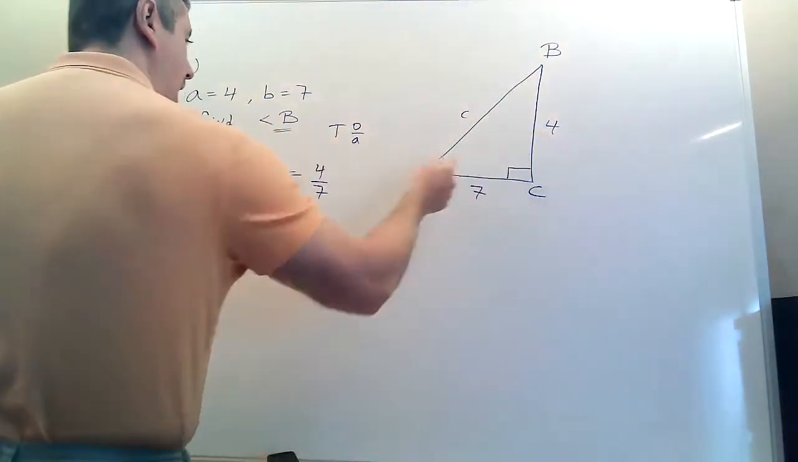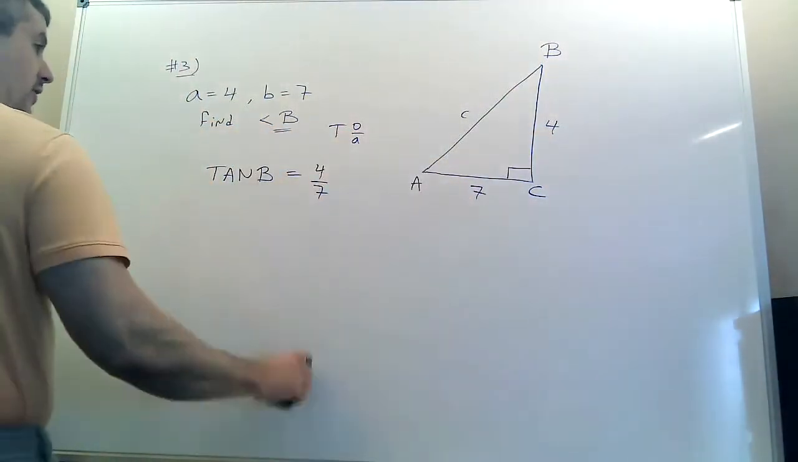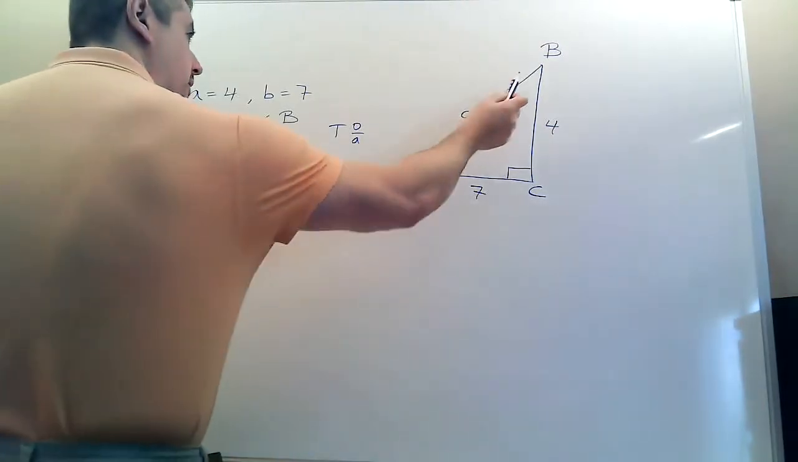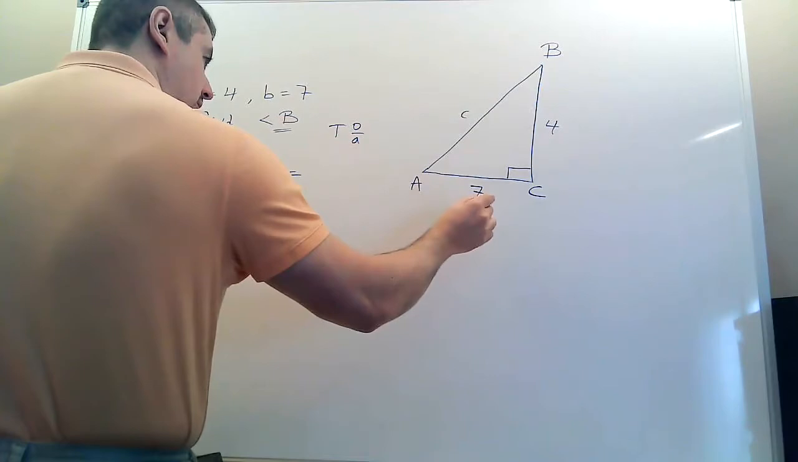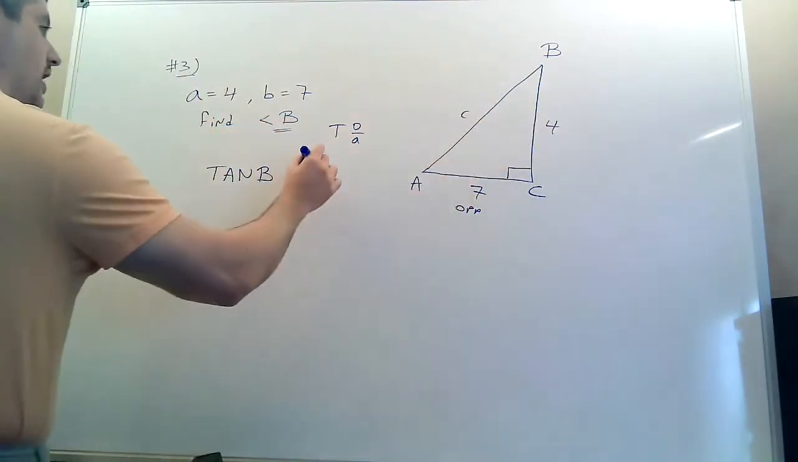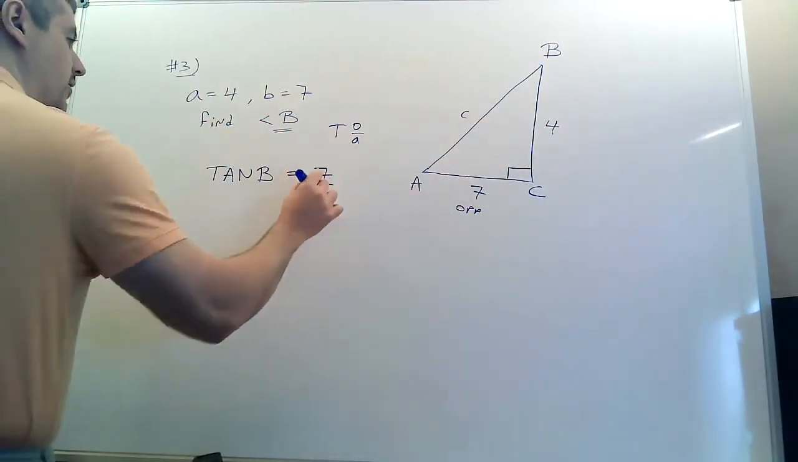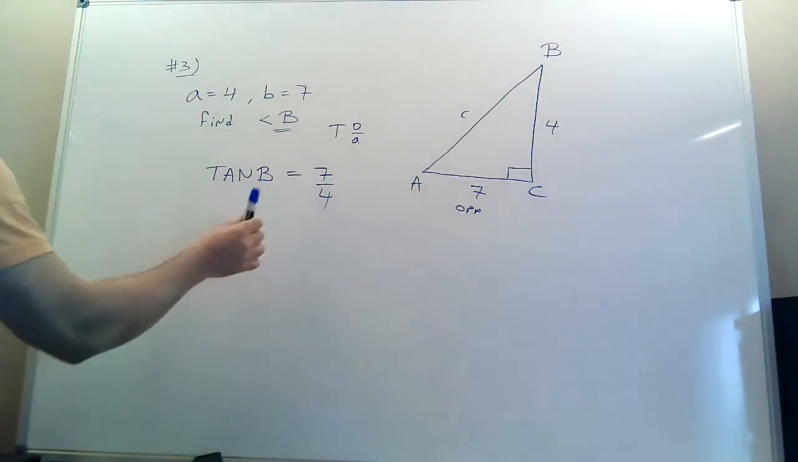This is not the opposite side. And yet again, this is what 75% of the class did. You have to be very careful. In relation to B, this is the opposite side, and this is the adjacent side. So your equation is going to be this. Tan of B is 7/4.